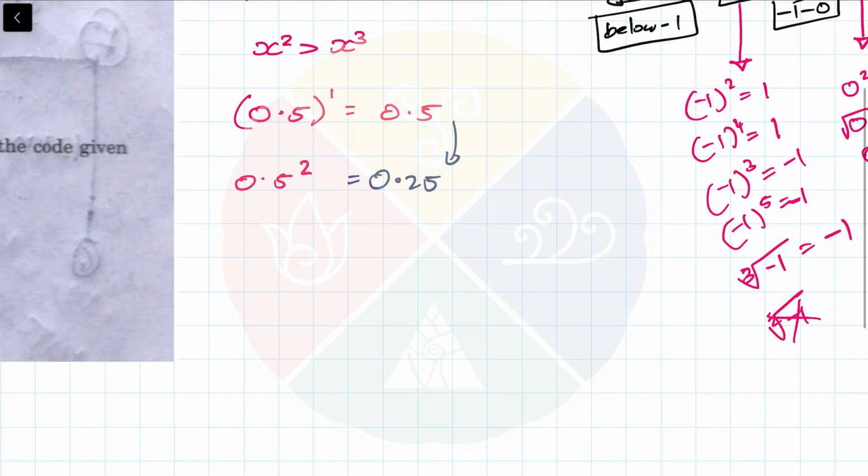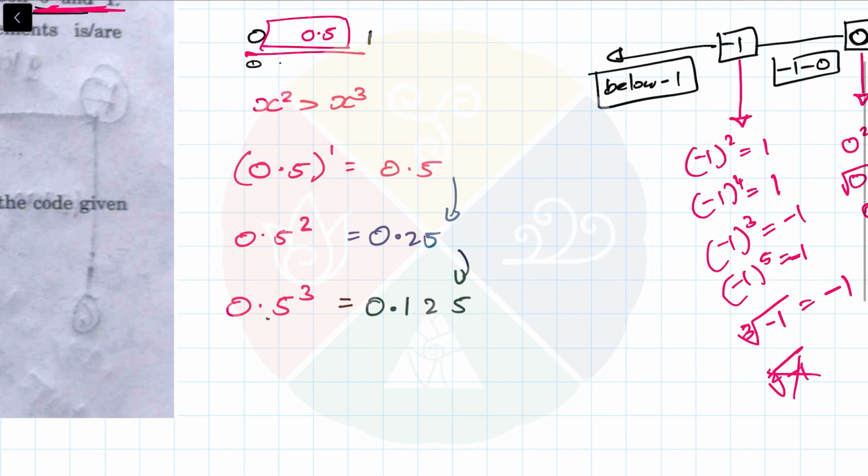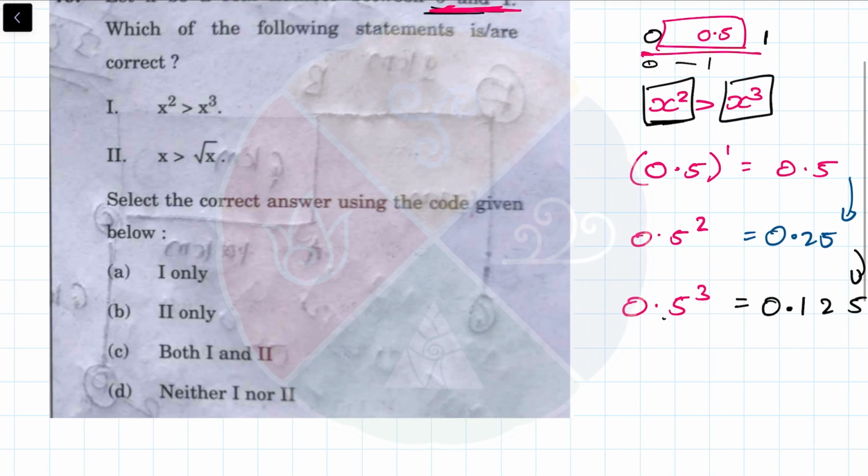Now if I take one more power, 0.5 cubed: 5 cubed is 125, and since the decimal point is there 3 times, it's going to be 0.125. The value reduced further. So in this group, from 0 to 1, for any value, the higher the power you take, the more the value keeps reducing. That basically means x squared is actually greater than x cubed. That is true.